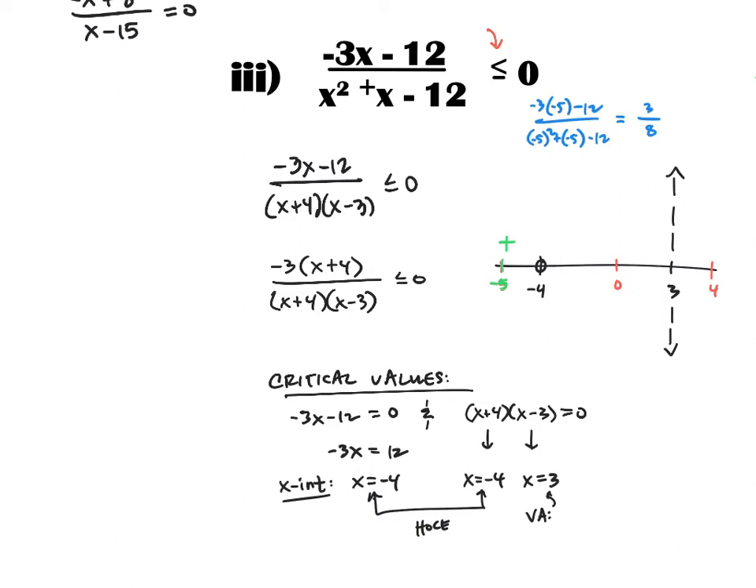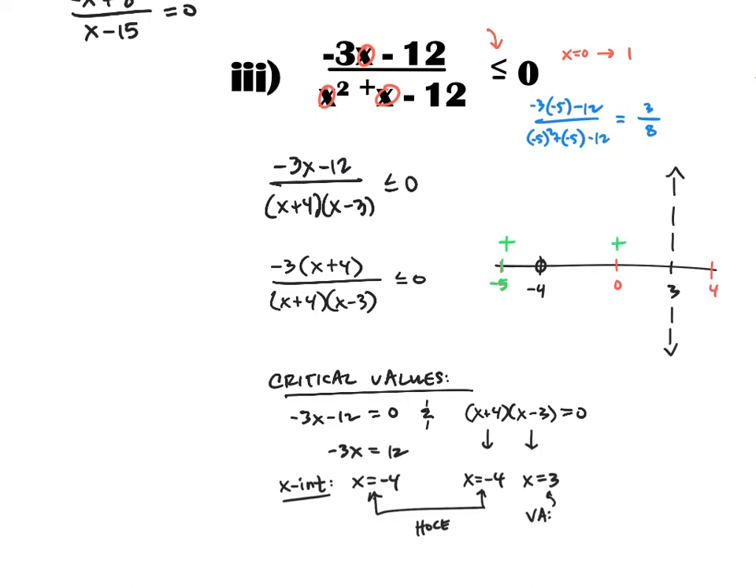Okay, let's test 0, which should be real nice. If I plug in a 0 for all of the x values, I'd get negative 12 over negative 12, which would be a positive 1. So when x equals 0, we get an output of positive 1. So it's positive on both of those intervals.